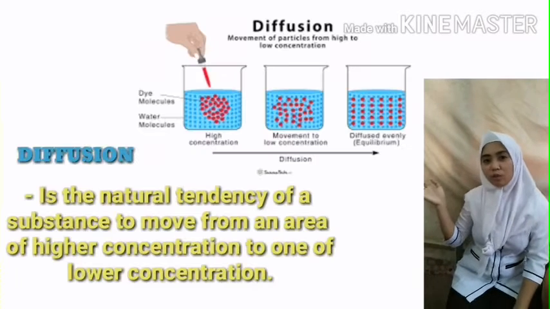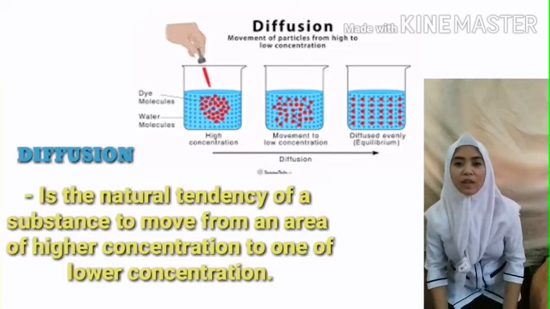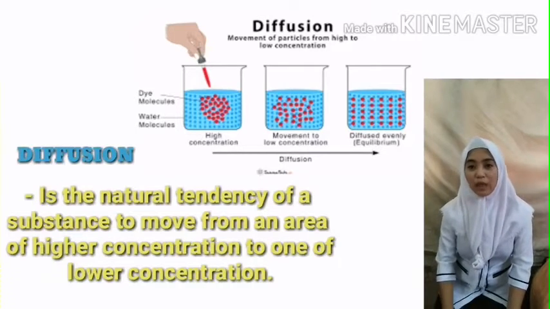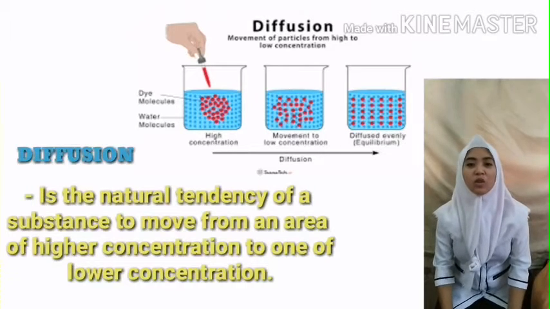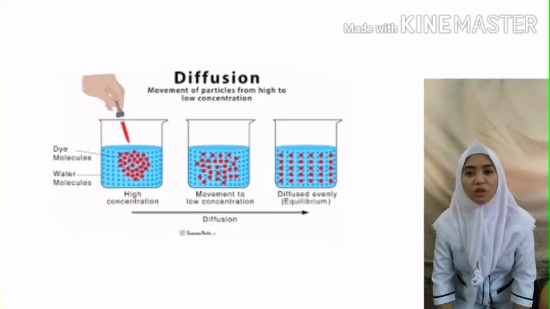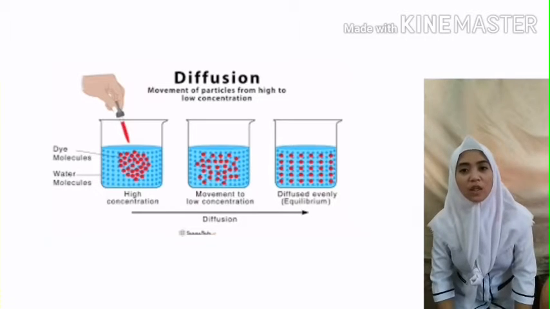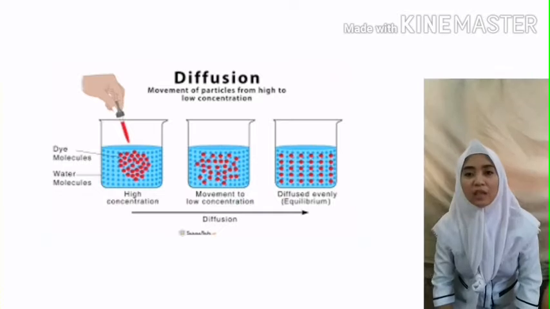Next, diffusion. So, this is the definition of diffusion. Diffusion is the net movement of anything from a region of higher concentration to a region of lower concentration. Diffusion is driven by a gradient in concentration. The concept of diffusion is widely used in many fields.